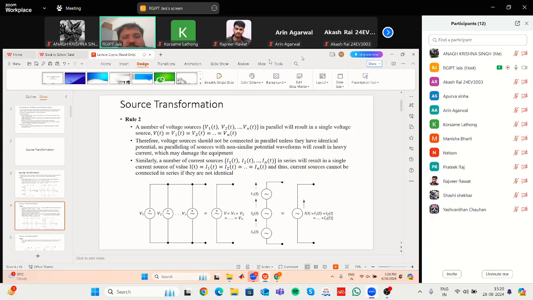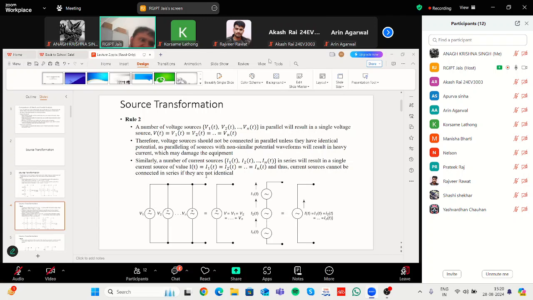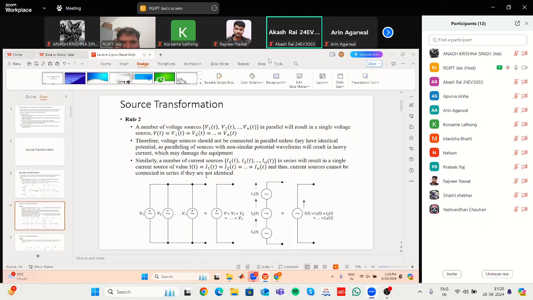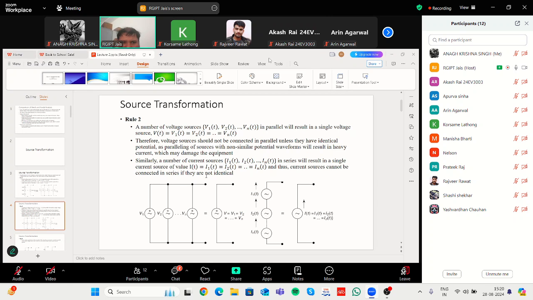Is it clear? Let me know in the chat. Rule 2 of the source transformation, is it clear? Let me know. Yes, sir, it is clear. Okay. So this is rule 1, and then rule 2.